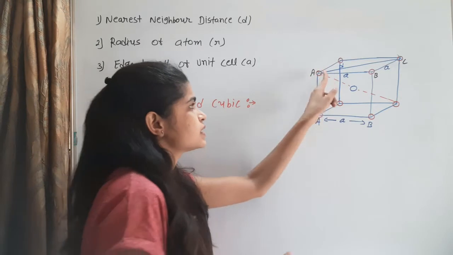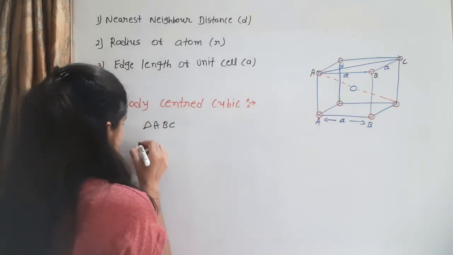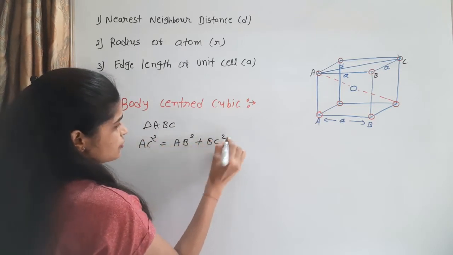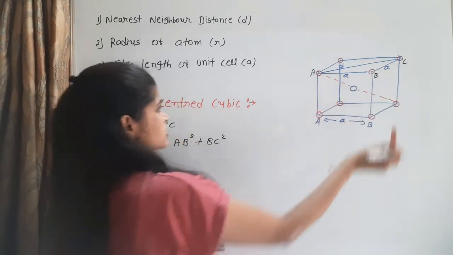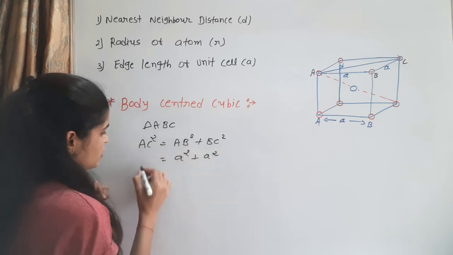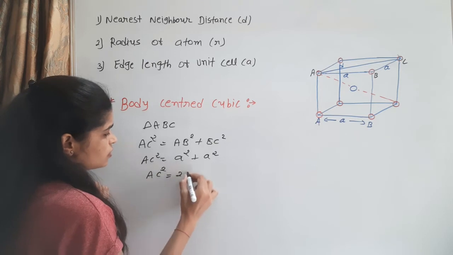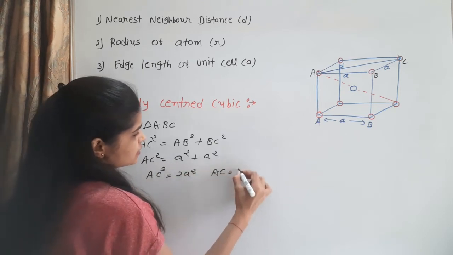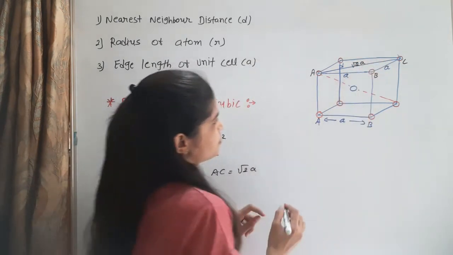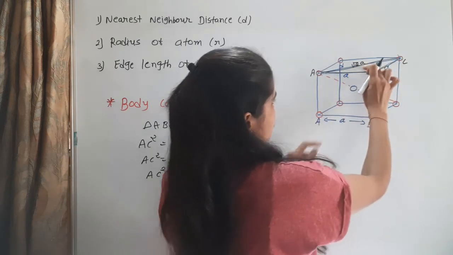AC square is equal to AB square plus BC square. With AB and BC being the edge length A, it is A square plus A square. Then AC square is equal to 2A square and AC is under root 2 A. So in this triangle, this value is under root 2 A.